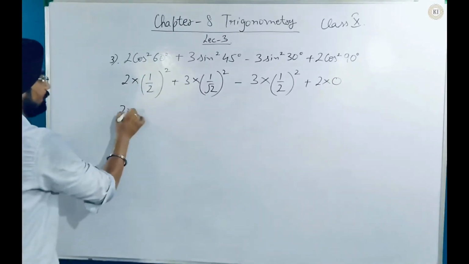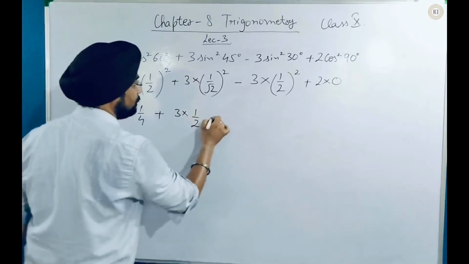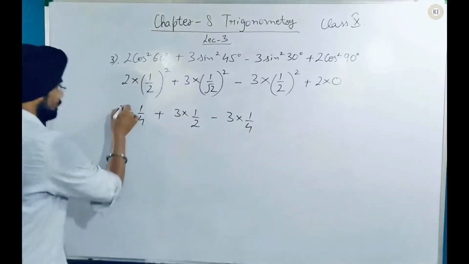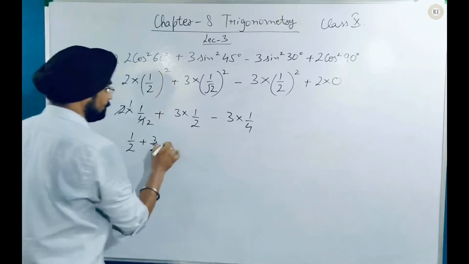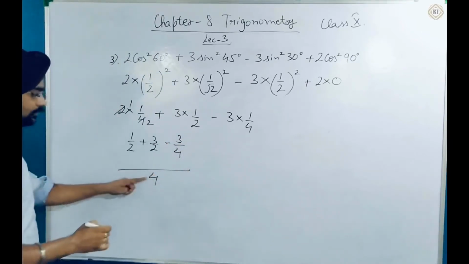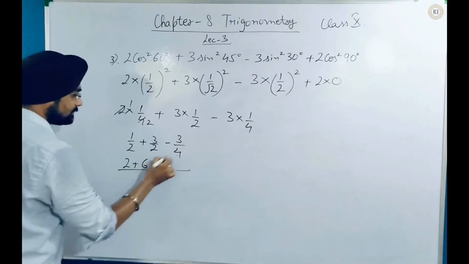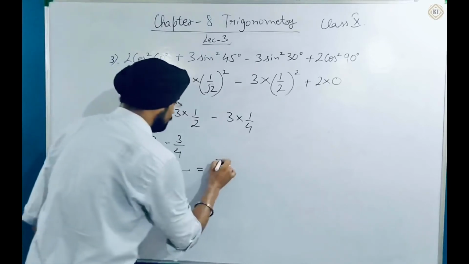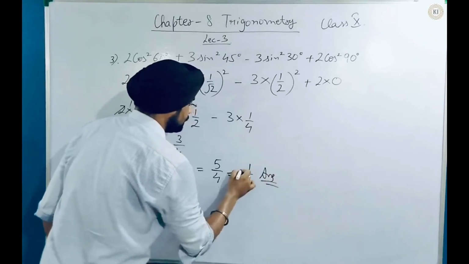Now 2 into 1 by 2 square is 1 by 4, plus 3 into 1 by 2 minus 3 into 1 by 4, 2 into 0 will be 0. So 2 ones are 2 and 2 twos are 4, 1 by 2 plus 3 by 2 minus 3 by 4. Now take out the LCM here, LCM is 4. So 2 twos are 4, 2 into 1 is 2. When you divide, it will come 2, 2 threes are 6, minus 3. So 2 plus 6 will be 8, and 8 minus 3 will be 5. 5 by 4 or 1 whole 1 by 4, and this will be our result.